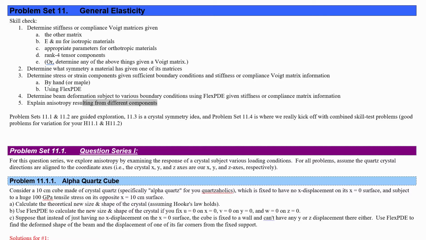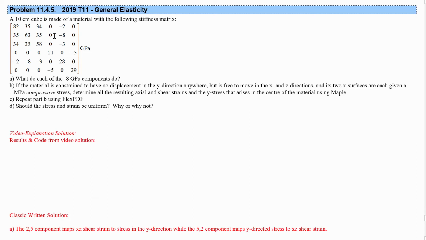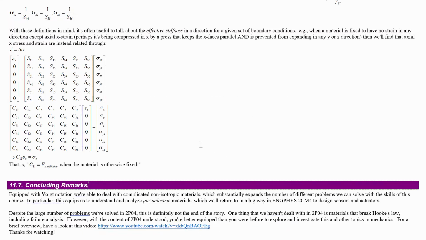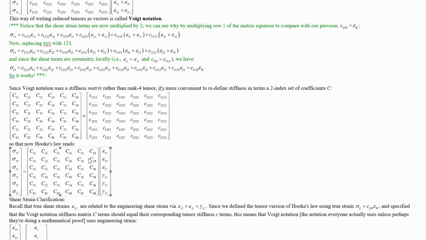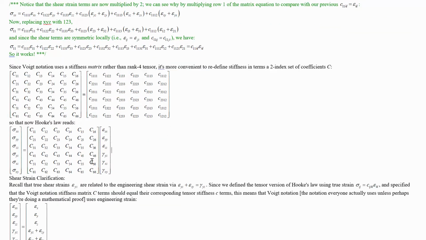What is it that the 2,5 component does in this problem as asked in part A? To understand what these off-axis components do, it's helpful to go back to where we introduced Voigt notation and take a look at where the stiffness matrix transforms strains to stress.